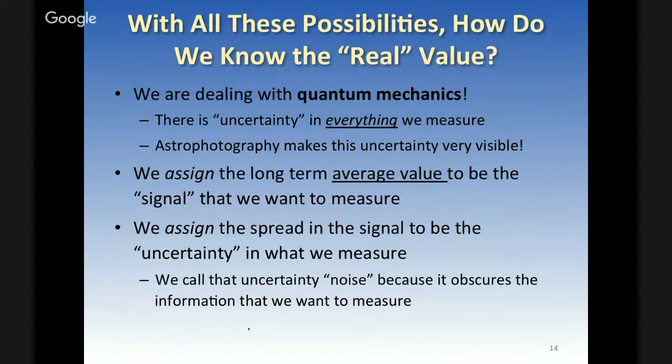So if we want to know what the real value is, we assign the long-term average value to be the signal we want to measure. And that just makes sense. If we were to integrate long enough, we're going to have some average value, so we say that's the signal. And we assign the spread in that signal to be the uncertainty in what we measure. Okay? And we call that uncertainty noise because it obscures the information that we want to measure. But it's important to understand that we call this photon noise, but it's really uncertainty in the thing that we're trying to measure.